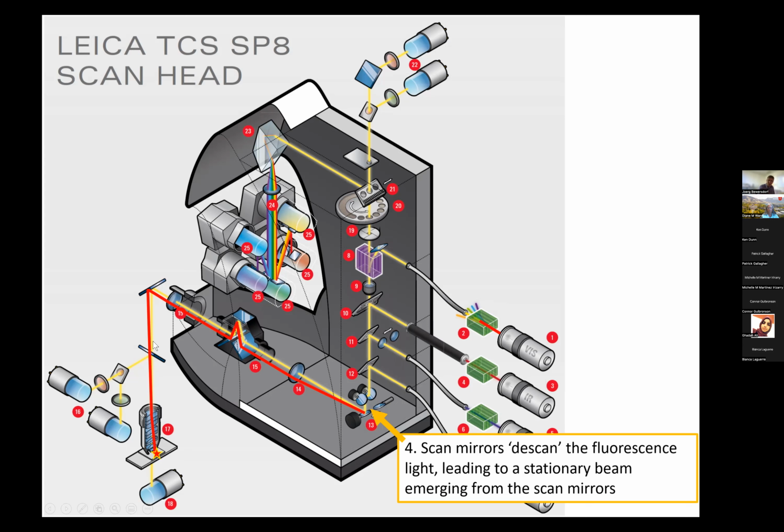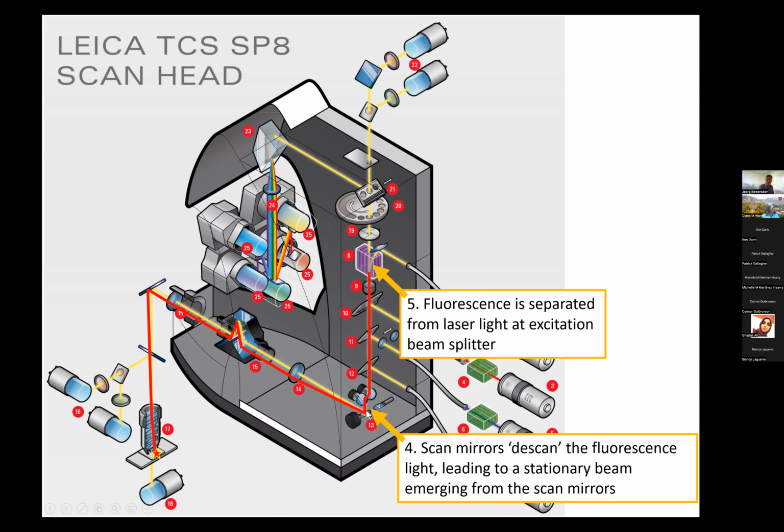So the fluorescence will travel back on exactly the same path that the laser light traveled. And now you hit the scan mirrors on the way back, which are still in that tilted orientation, which they were tilted to get the laser focus into that spot in the first place. And they will now undo that tilt motion for the fluorescence. So the fluorescence beam will now be stationary when it exits the scan mirrors here.